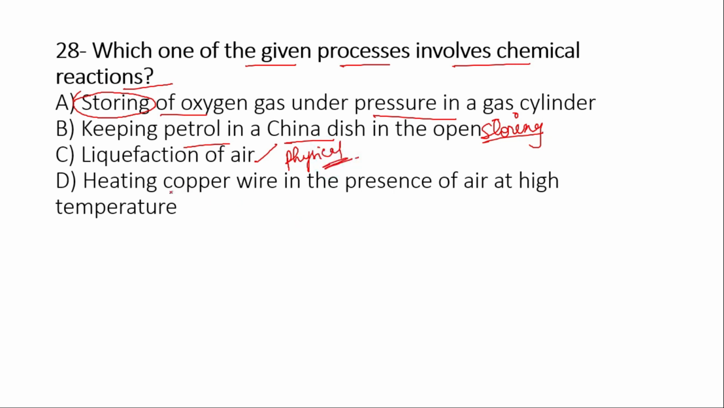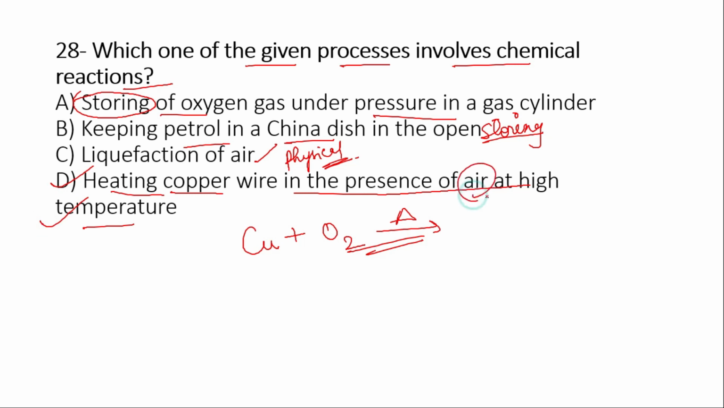There is no chemical reaction occurring. But when copper wire is heated in the presence of air at high temperature, this copper is going to react with oxygen, okay? Whenever heating occurs in the presence of air, we are actually doing this reaction, so the process will be a chemical reaction. So the process in which a chemical reaction is occurring is option D.